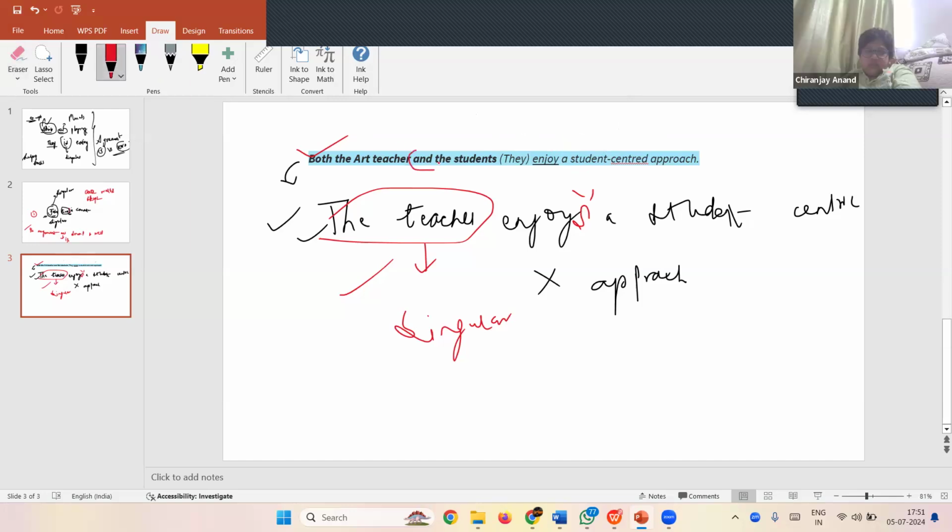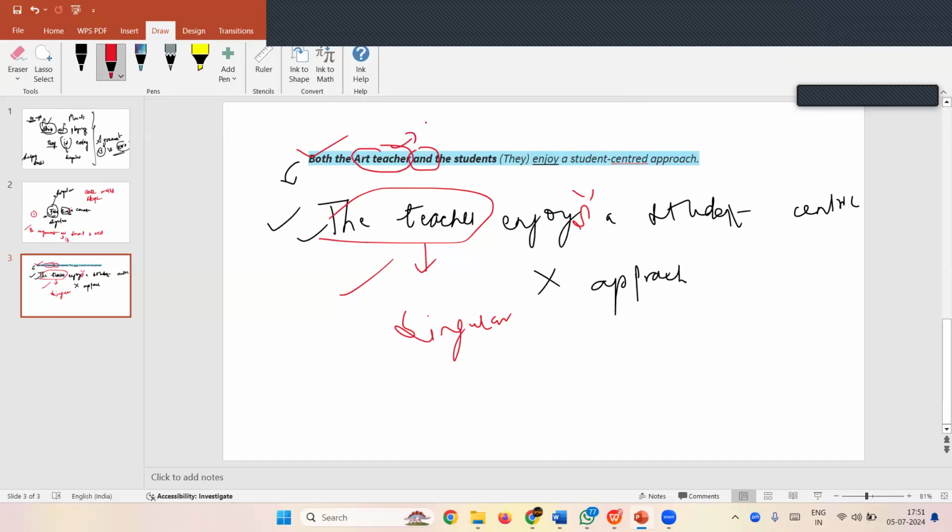Because you have something called "and". The art teacher is singular, students is plural. They both combine to form a plural. And that's why it is given as enjoy, a student-centric approach.